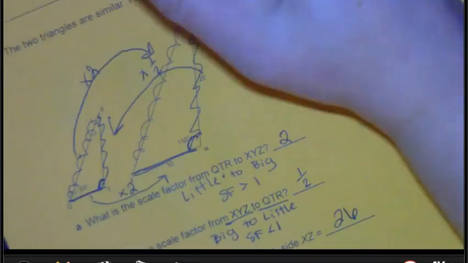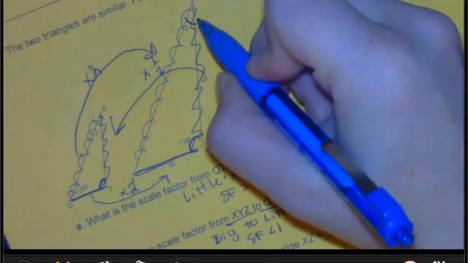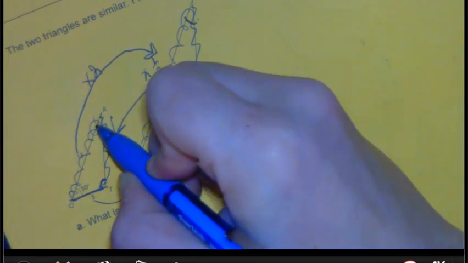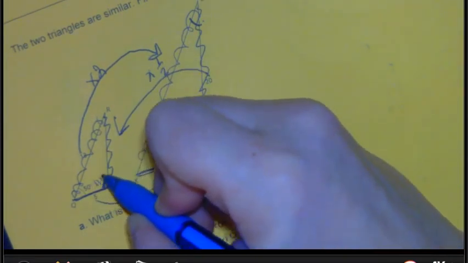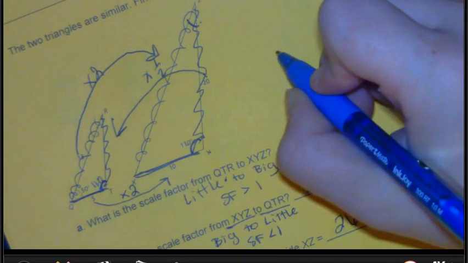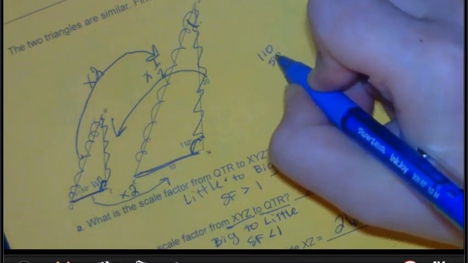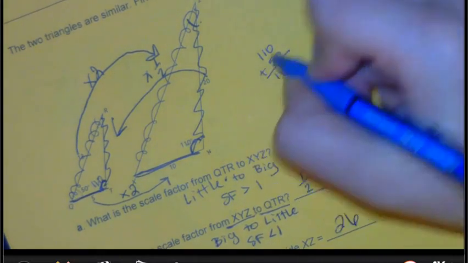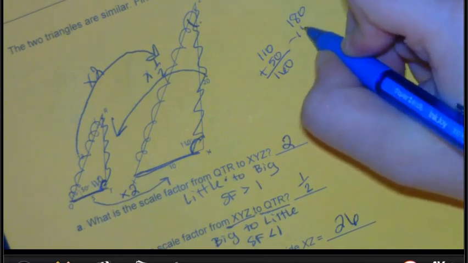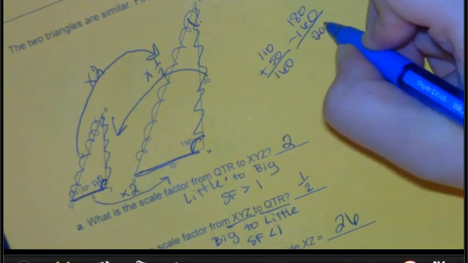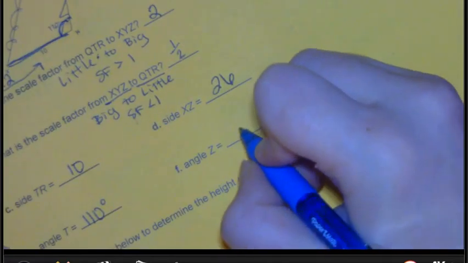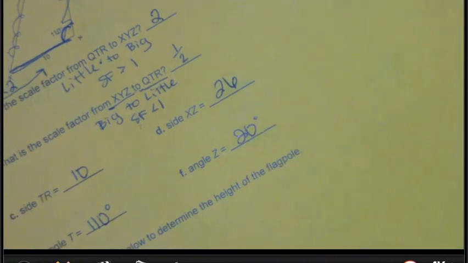And then I want to find angle Z. Well, angle Z is corresponding to R. Well, if I know that T is 110, I have to add my two angles up. So 110 plus 50 is 160. And then 180 minus 160 is going to give me 20 degrees. So what is left for angle Z is 20 degrees.